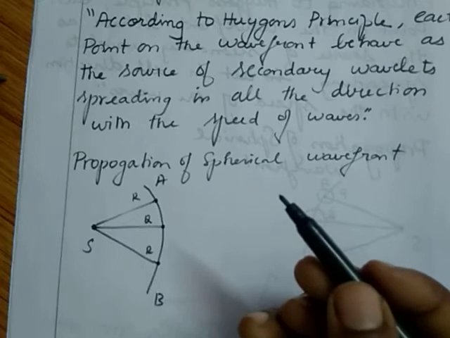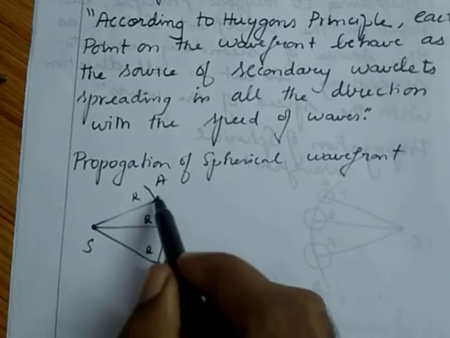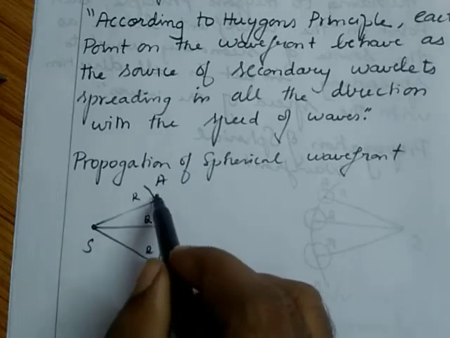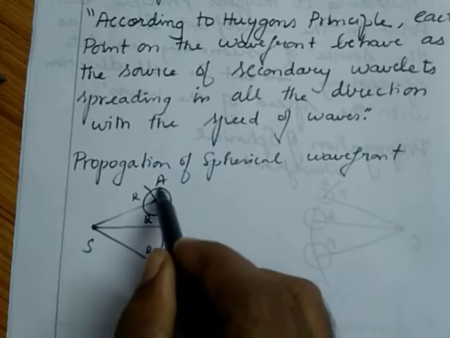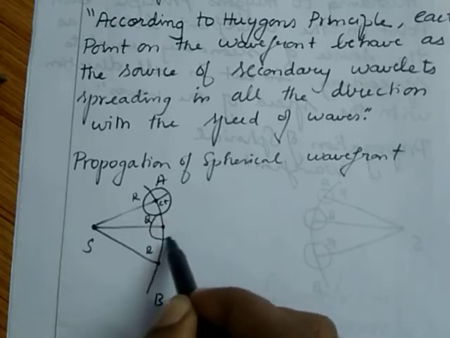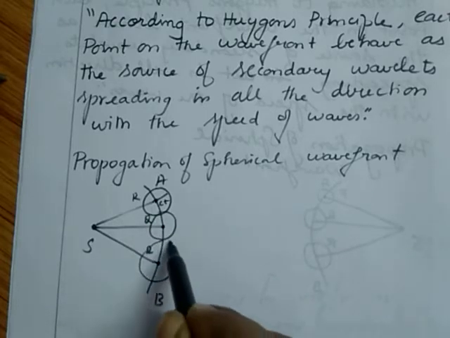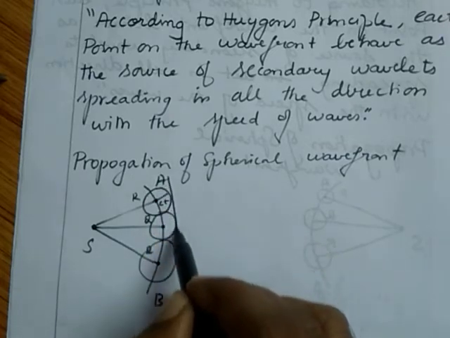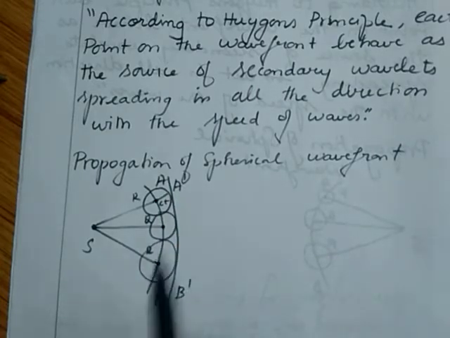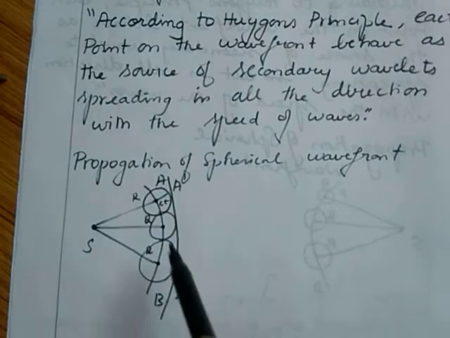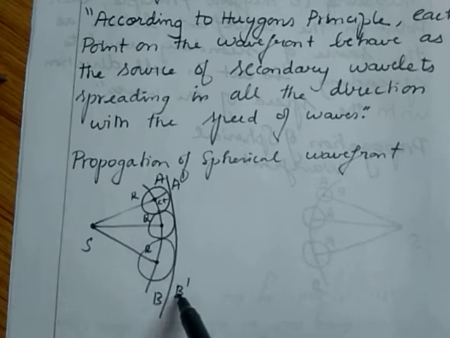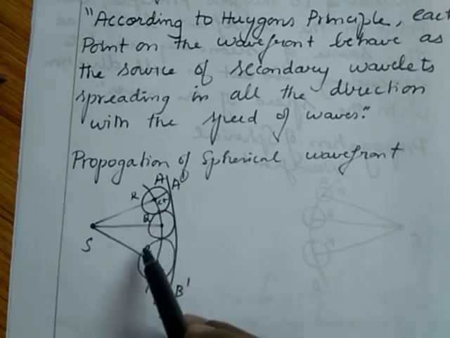How to draw the secondary wavelet? We know these wavelets are wavefronts that travel with the velocity c. Here I draw a circle with the radius ct. Here also. Then I draw a tangent on these small circles. This tangent indicates the new wavefront, that is A dash B dash, of the secondary wavelets. Here P, Q, R act as sources for these secondary wavelets, with the velocity c.